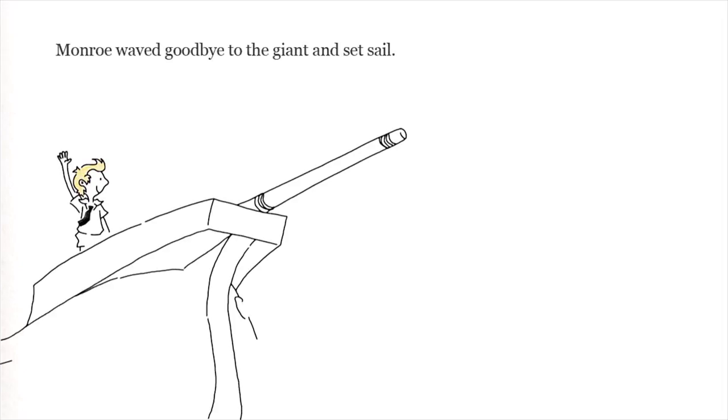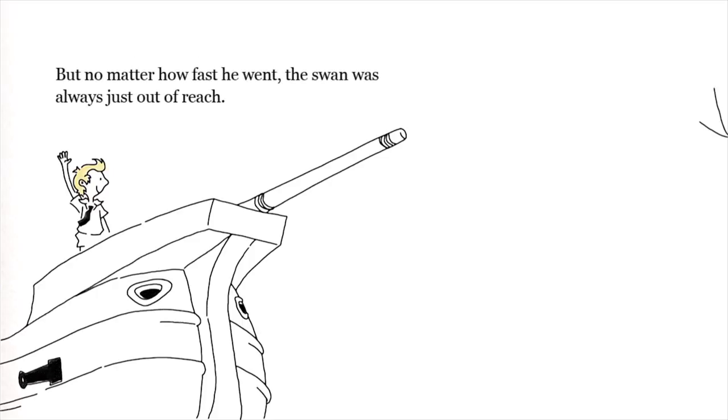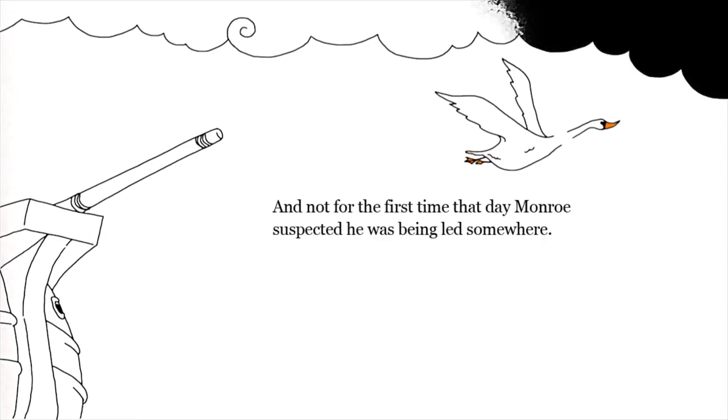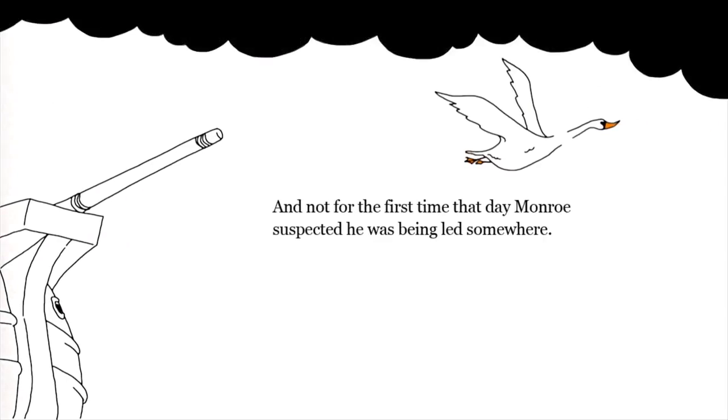Monroe waved goodbye to the giant and set sail. But no matter how fast he went, the Swan was always just out of reach. And not for the first time that day, Monroe suspected he was being led somewhere. Then they flew into a cloud, and everything went black.